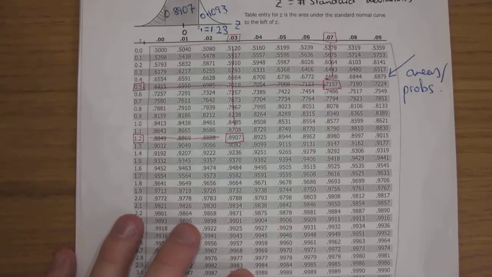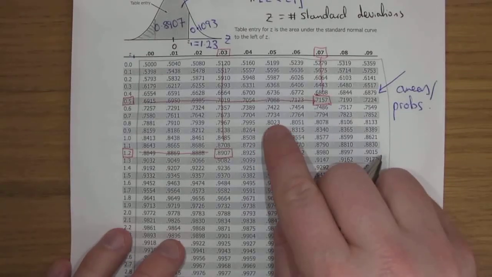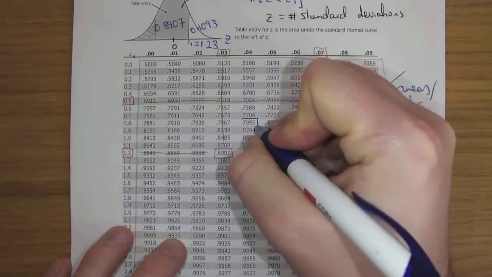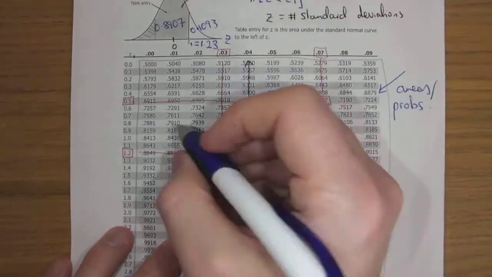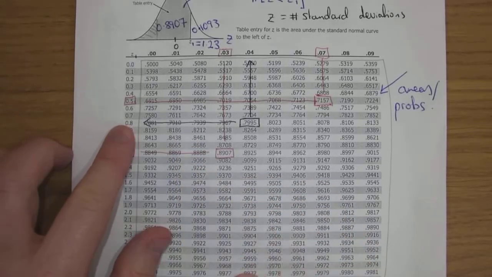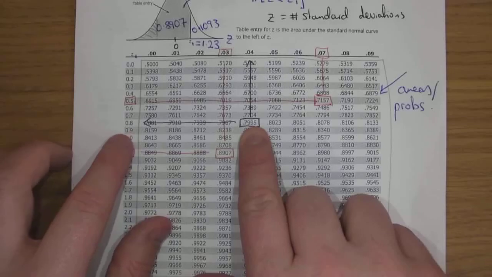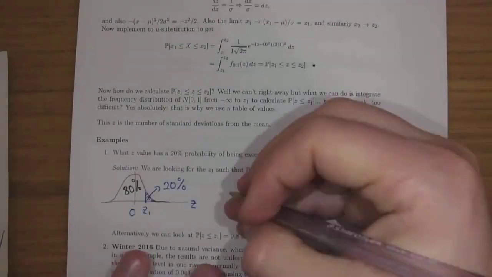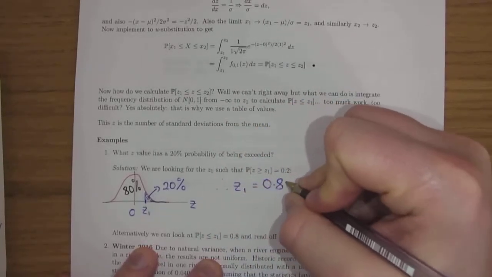So you need to find the closest you can to 0.8. Now 0.8023 is 0.0023 away, but this one is only 0.005 away. So this I'm going to use, and I go back. That's the second digit. That's the first digit. So the z value that has a long left tail of as close as we can to 80% is 0.84. Okay. So we know that z1 is equal to 0.84.